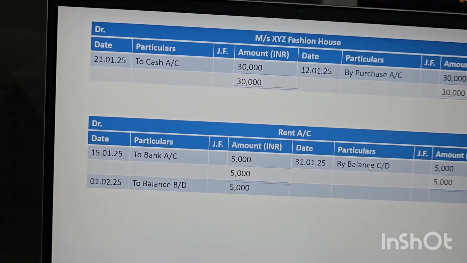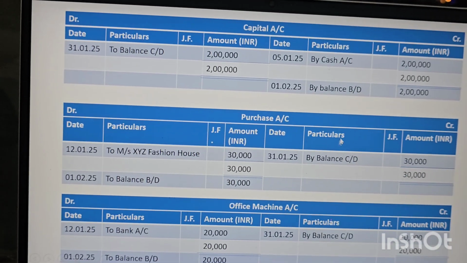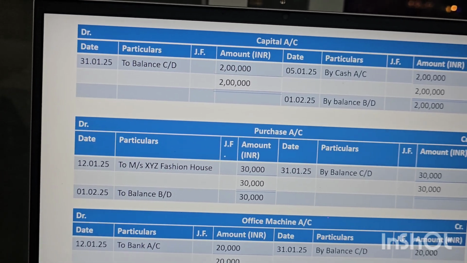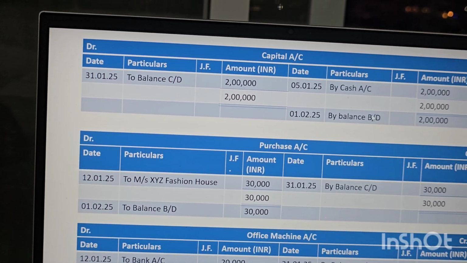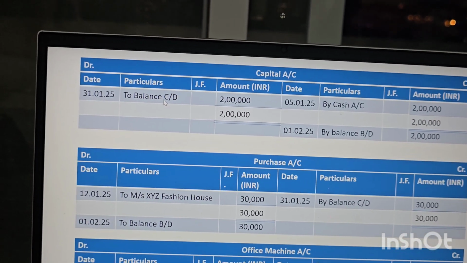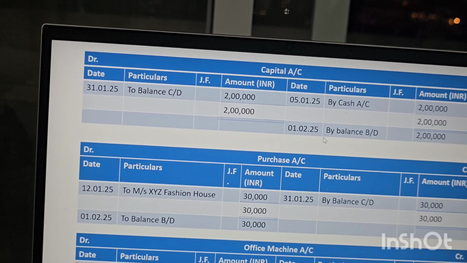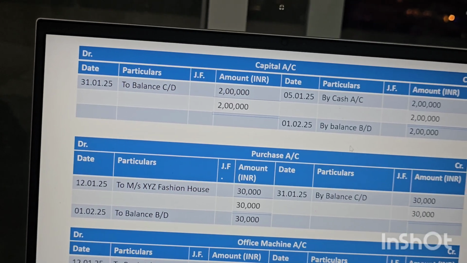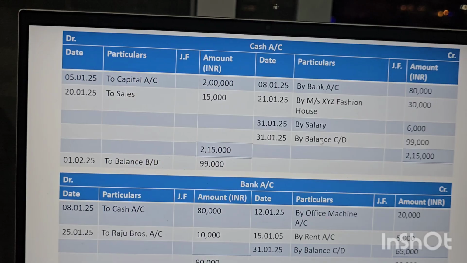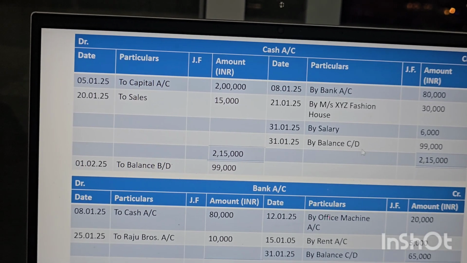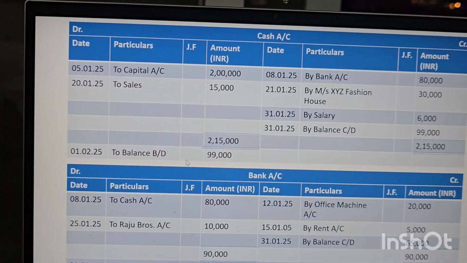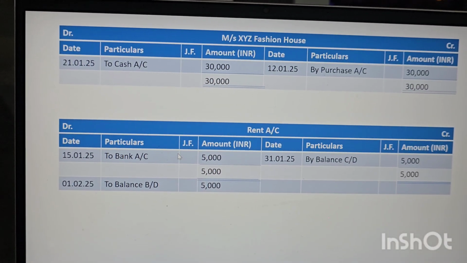So what has always been happening, if you see, the balance brought down or carried down, when it's being transferred to the next period of time, it is going to the opposite side. If the balancing amount, the balance c/d, is on the debit side, the brought down balance will be going to the credit side, and vice versa. If the balance c/d is on the credit side, the balance b/d is going on the debit side. So that is what we have learned today.